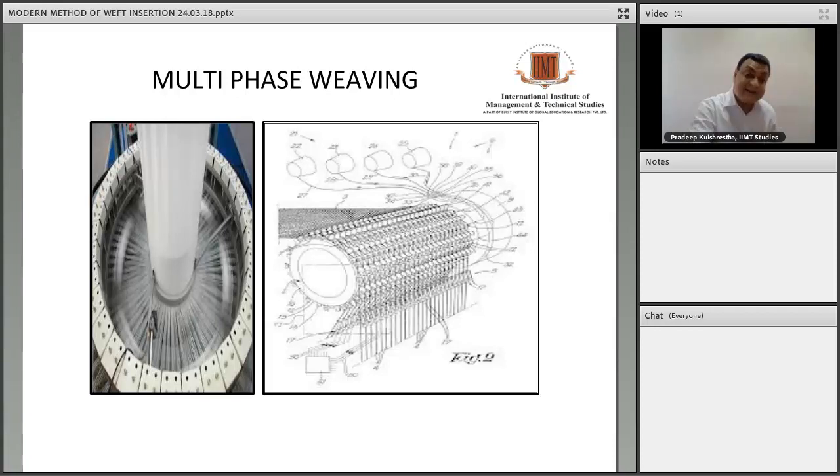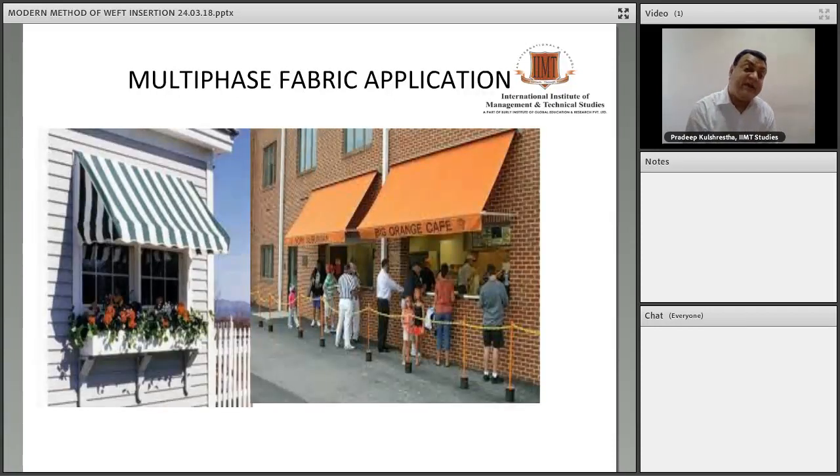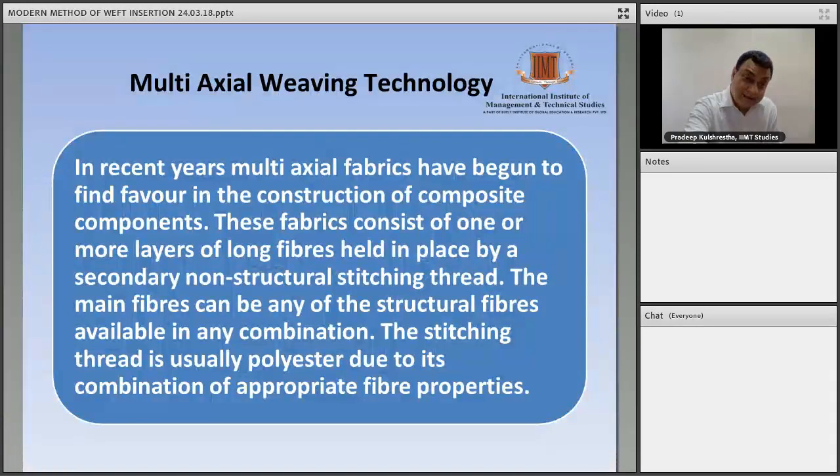These are the examples of the multiphase weaving. They are very big circular fabrics. We are making these awnings and tents by this process.